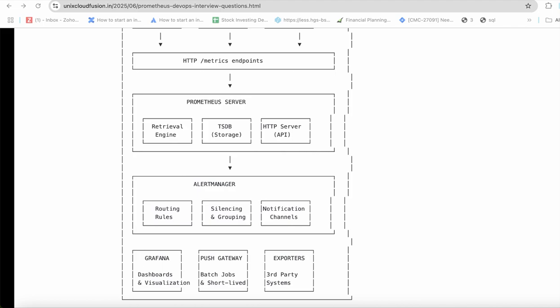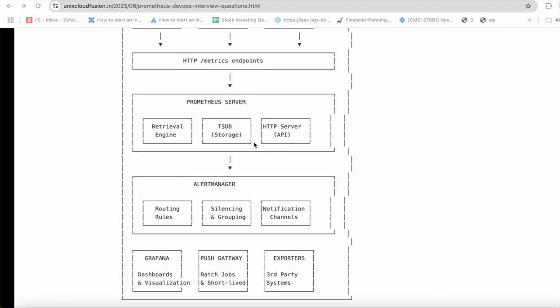Now, if you look at metrics generation, we have the application which exposes the metrics using the client libraries. Exporters can use third-party systems for these metrics, and Pushgateways are for receiving the metrics from the batch jobs. Then all this metrics collection is handled by the Prometheus server, which scrapes from the targets, and service discovery automatically finds the newer services. Metrics are stored inside this TSDB storage.